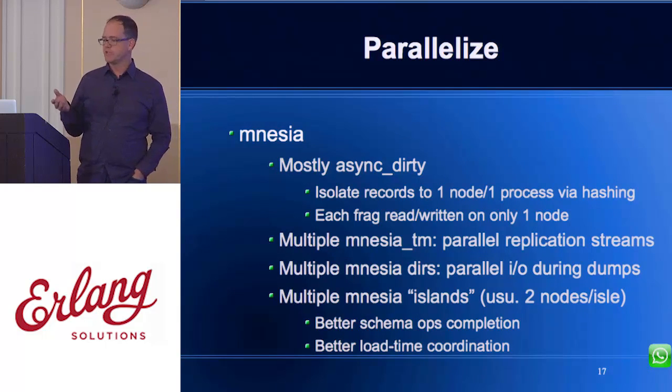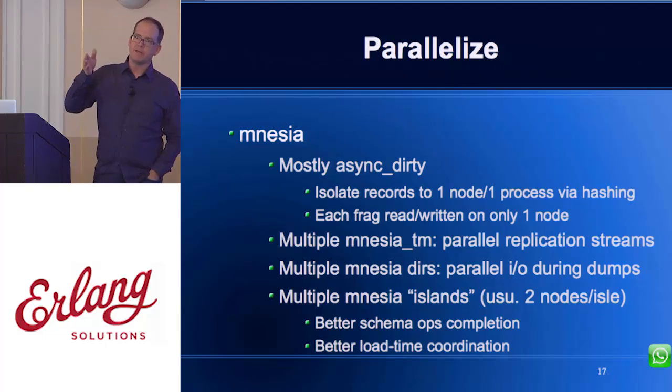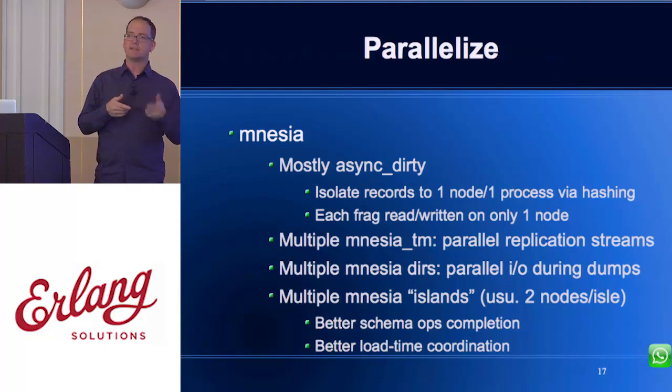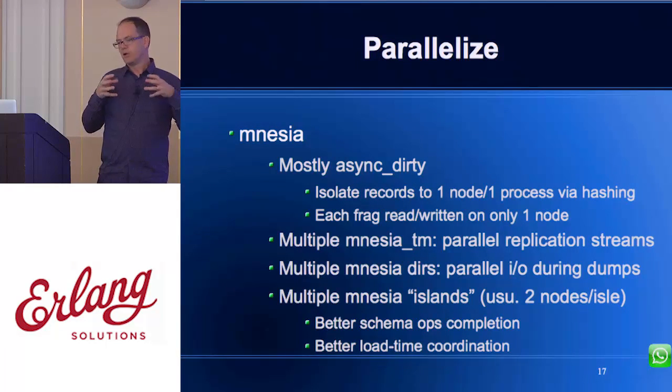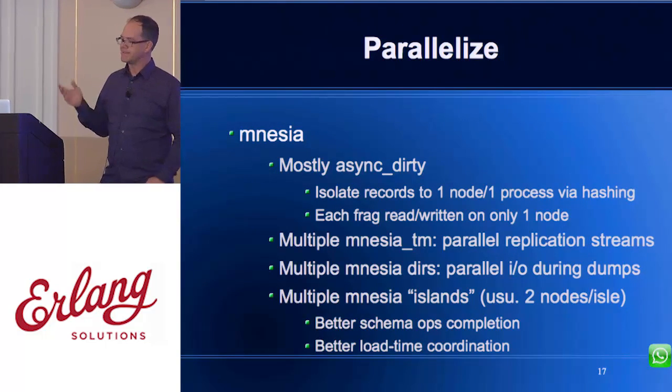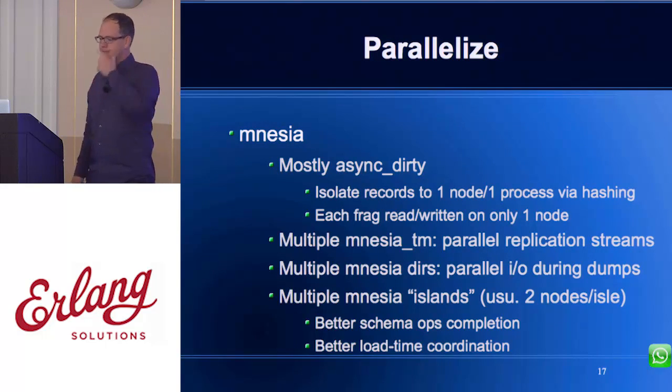So we patched OTP to have multiple Amnesia TMs running for async dirty only. There's still a master Amnesia TM that's running for the transactional stuff, but for async dirty applying records, it all happens in parallel. So that gave us a lot more throughput in terms of replication.